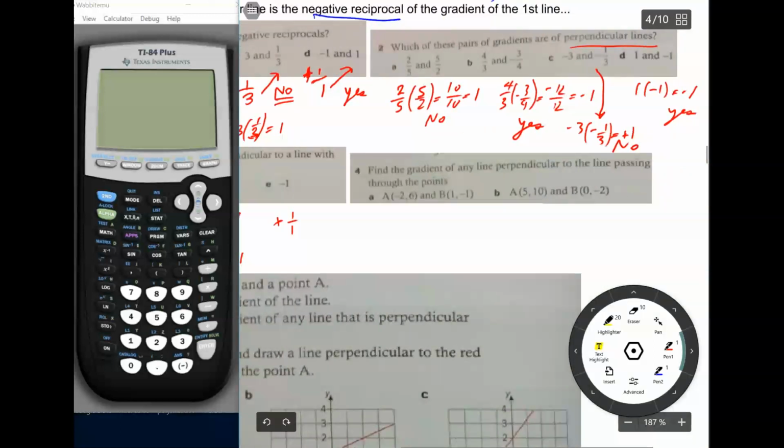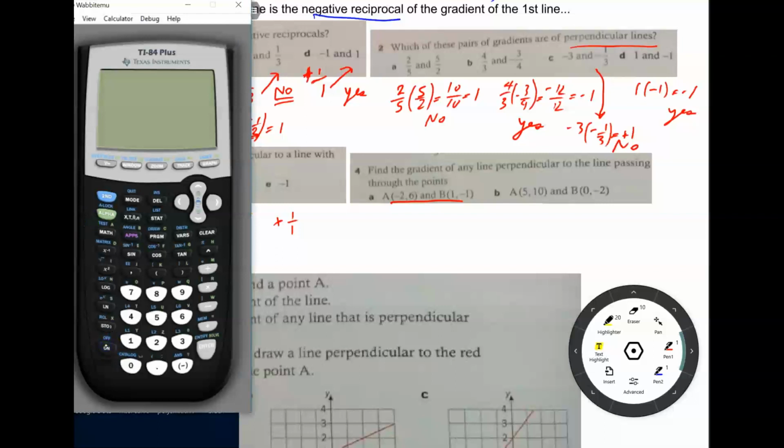Okay, number 4. Find the gradient of any line perpendicular to the line passing through the points -2, 6, and 1, -1, and 5, 10, and 0, -2. Okay, so I'm going to use the calculator method to find the gradient between these points. So I'm going to turn on the calculator, and then I'm going to go to stat. I'm going to do linreg, okay? Just to get you used to doing that. I'm going to put -2, 6.